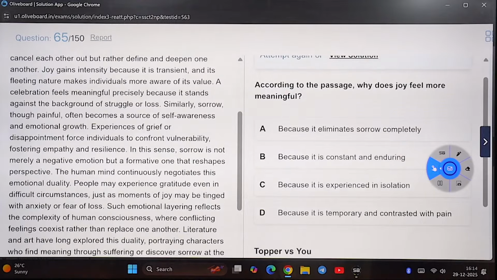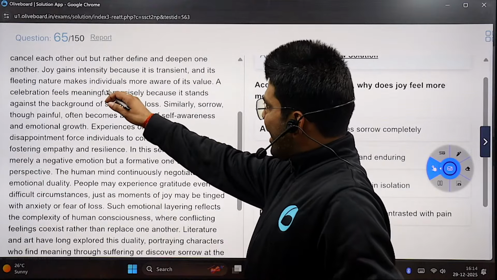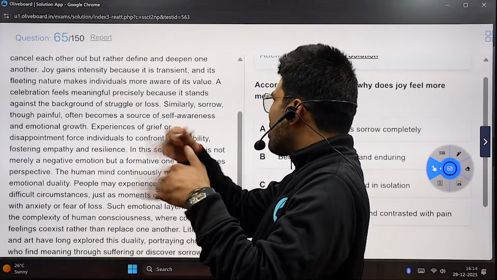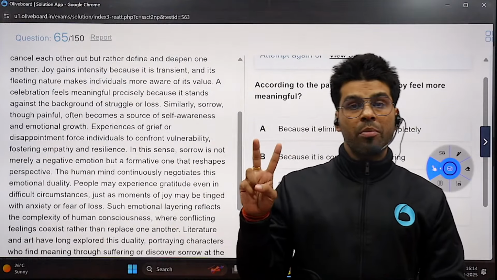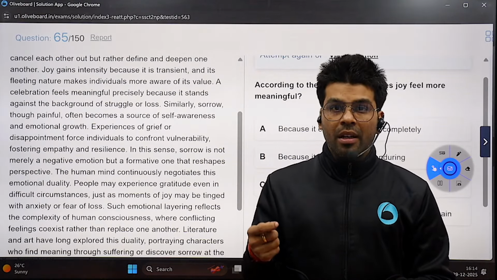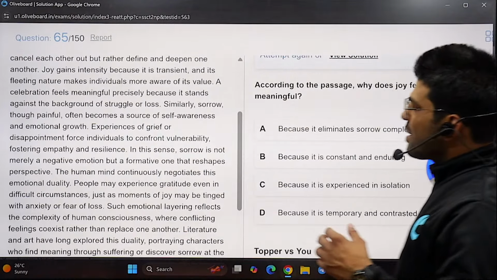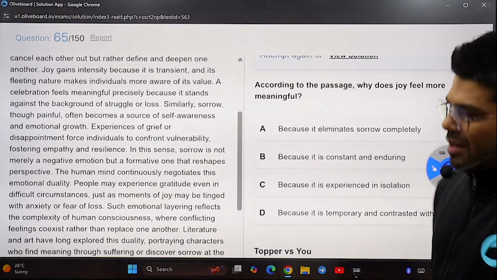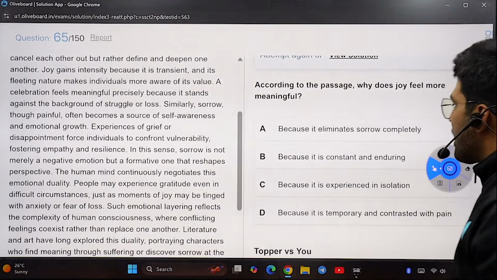They have mentioned it twice. See, joy gains intensity because it is transient. Remember those words we discuss in classes: transient, temporary, momentary, fleeting, evanescent, ephemeral, lasting for a very short time. So joy gains intensity because it is transient, lasting for a very short time. It's fleeting, lasting for a very short time.